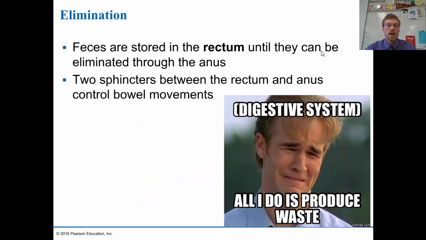Finally, for elimination, which is our final process, the food is going to move through the small intestines and go into the large intestines. In the large intestines, water and salts and also vitamins are going to be absorbed back into the bloodstream, so that you're not losing a lot of water. And then it's going to continue into the rectum, where it will be stored until it is finally eliminated through the anus.